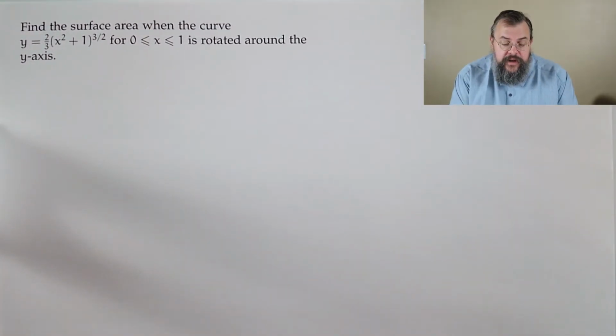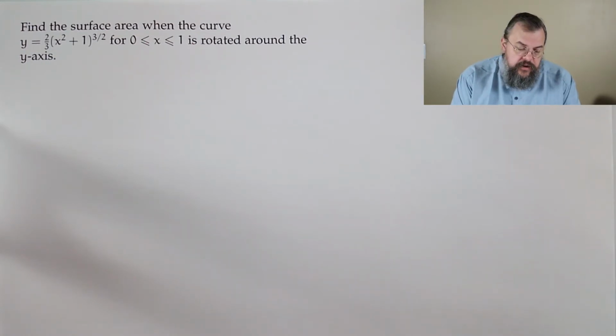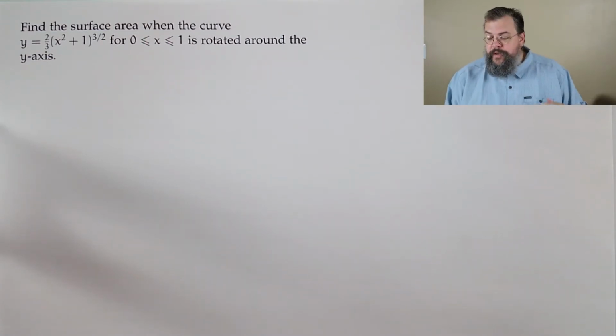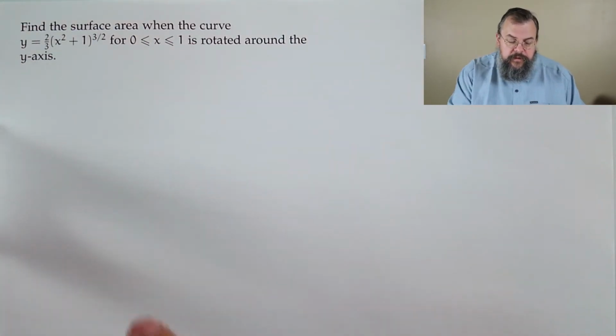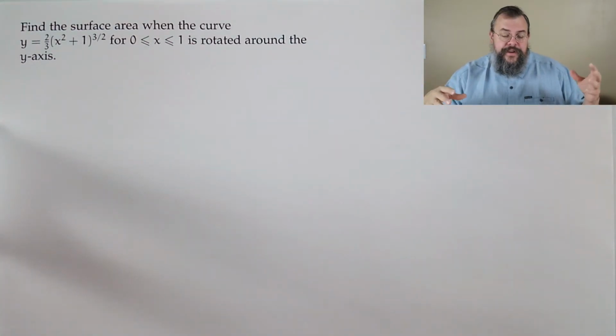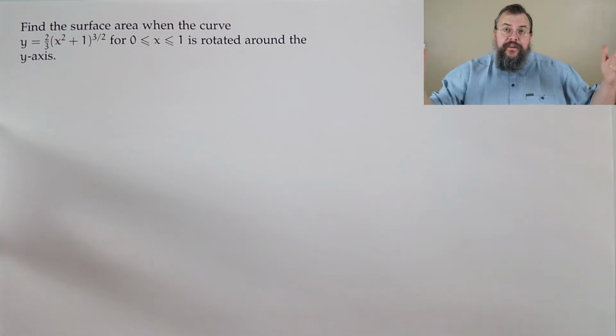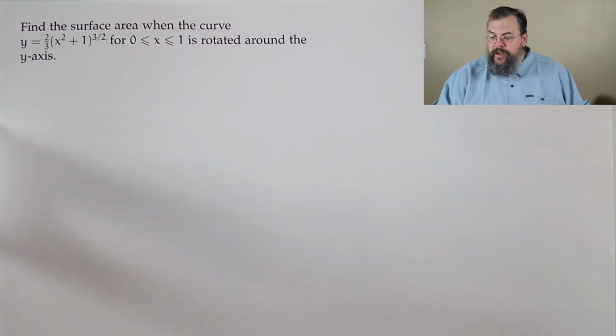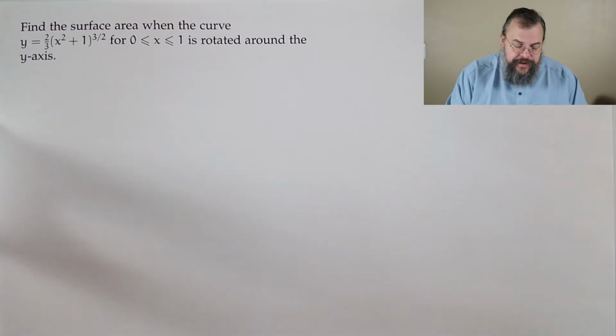Find the surface area when the curve y equals 2/3 times x squared plus 1 to the 3/2, and x here goes from 0 to 1, is rotated around the y-axis. Now this curve, x squared plus 1 to the 3/2, I don't know exactly what it looks like, but I can imagine. I know when I plug in 0, it's 0 plus 1 to the 3/2. Okay, that's 1 to the 3/2. It's 2/3, and as x gets bigger, the term gets bigger. All right, so at the very least, we can get a vague sense of the shape.